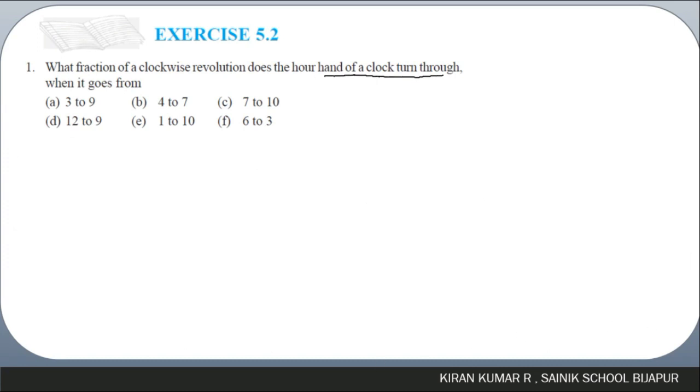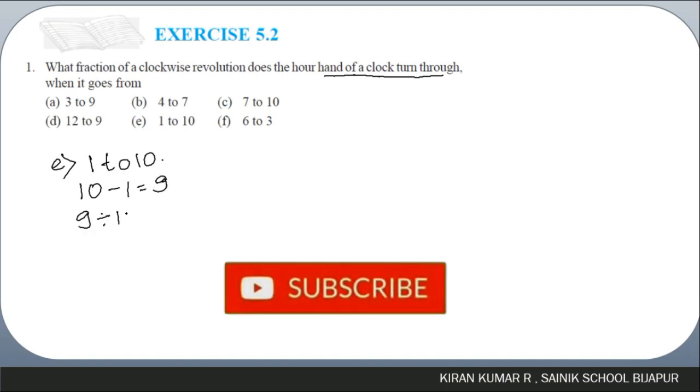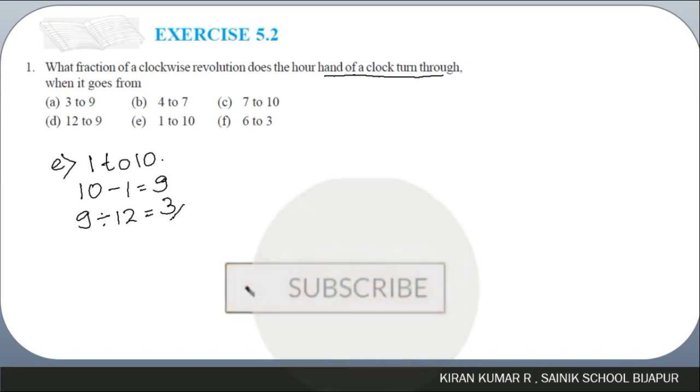Next one, E, 1 to 10. So 10 minus 1 will be 9. When 9 is divided by total 12 hours, I'll get 3/4 of a revolution.